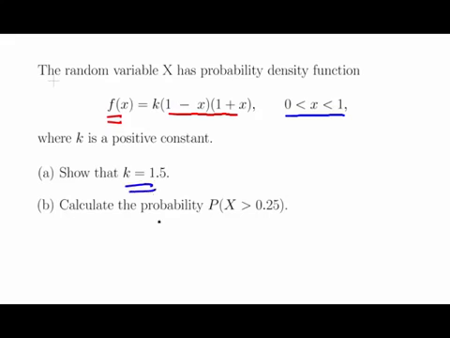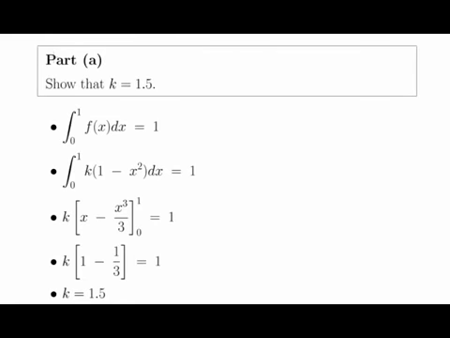That's the first question. And then hence or otherwise calculate the probability of x being greater than 0.25. So part A, show that k is equal to 1.5. So let's start off with the probability density function, and when we integrate the probability density function, that will give us an area under the curve.